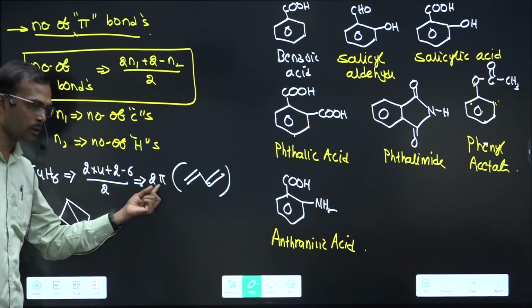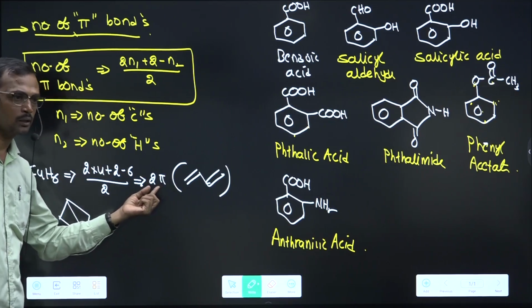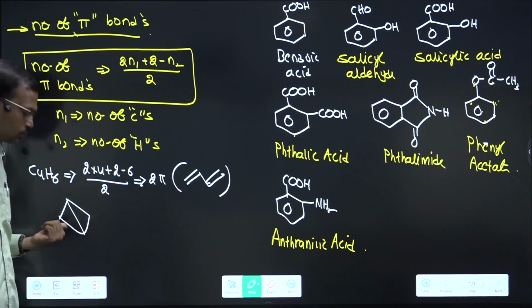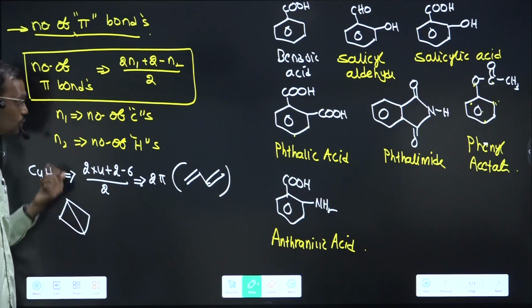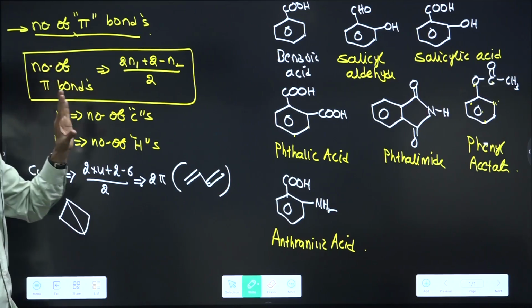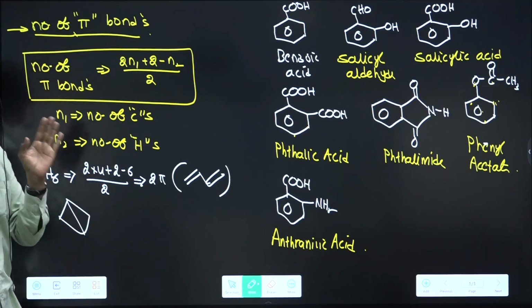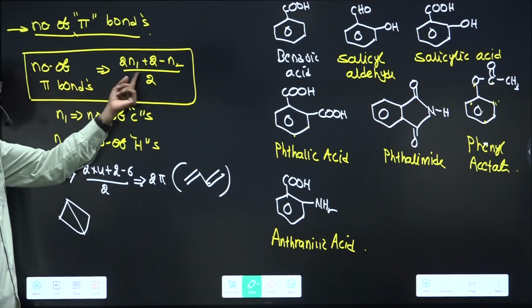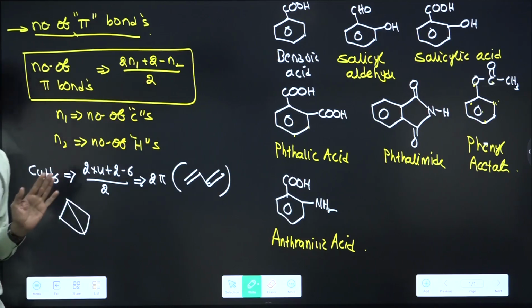So if you are getting 2 pi, can you get 1 pi? Possible. 0 pi also possible. So this is a formula for any molecular formula to give maximum pi bonds. Apply the same DU formula, you will get maximum pi bonds. Is it clear?